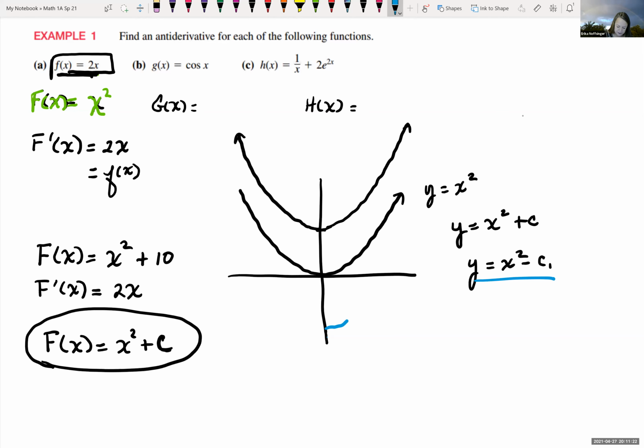Okay, so let's do this. Same shape, we just shifted down c sub 1 units.